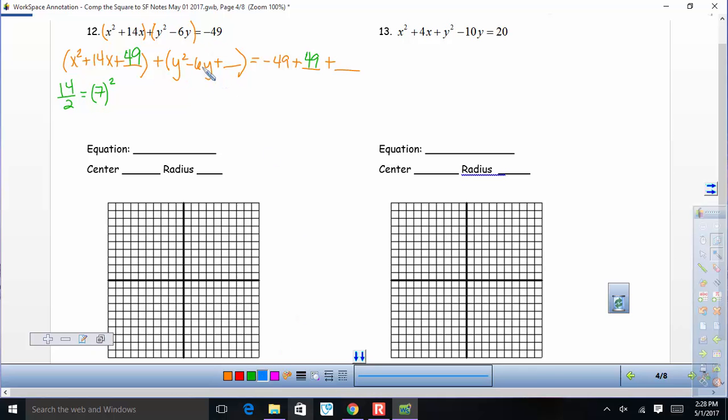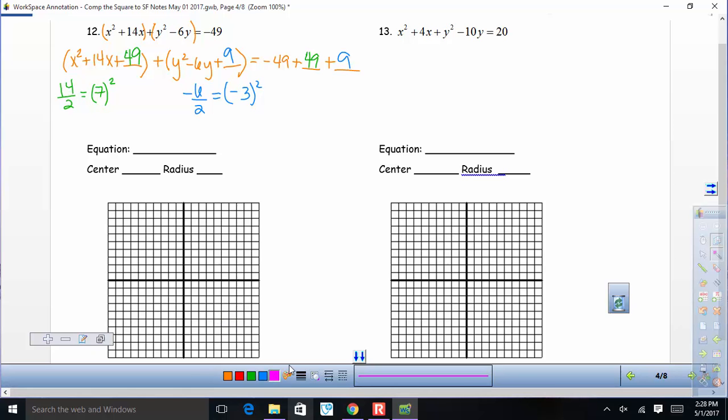Now let's do the y's. So what number am I halving for the y? Negative 6. So I take negative 6, divide it by 2. That gives me a negative 3. And then I have to square that. So what is negative 3 squared? 9. So we put 9 in for the y here, and we also put 9 in for the y here.